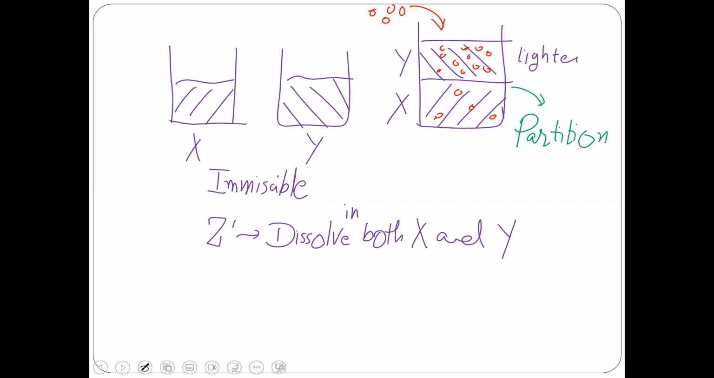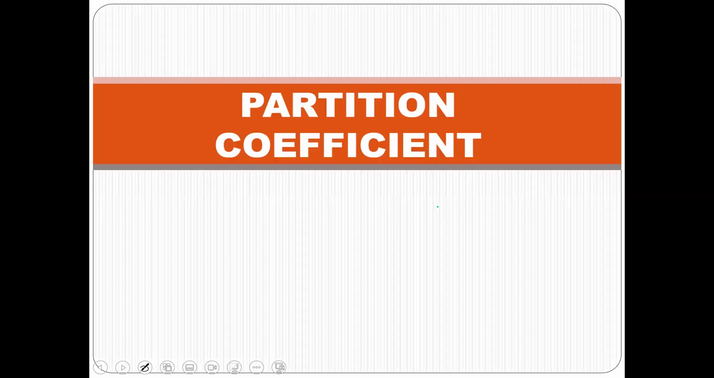Now, if you find the concentration of Z in Y and you find the concentration of Z in X and you divide them, you get the ratio. This ratio is called partition coefficient.